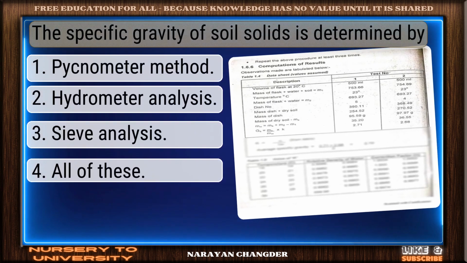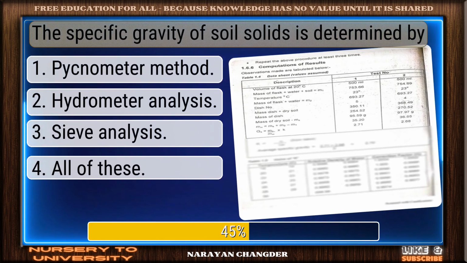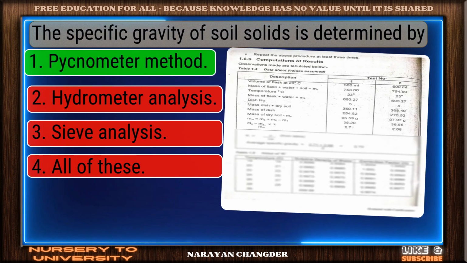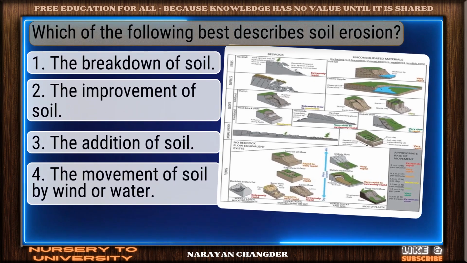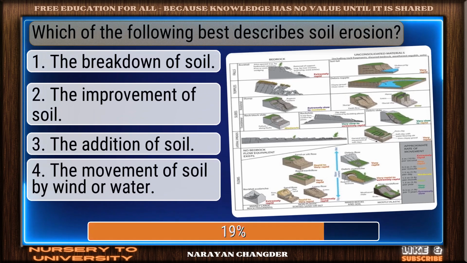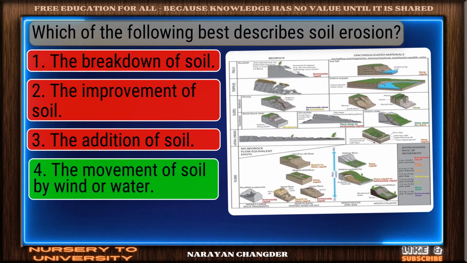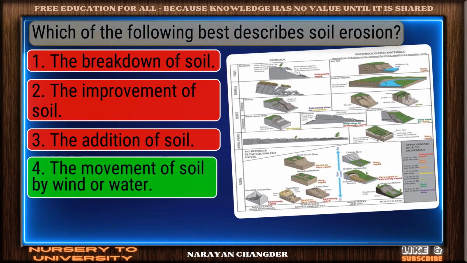The specific gravity of soil solids is determined by. Solid response. Pycnometer method is a valid choice. Which of the following best describes soil erosion? You got it. Your choice, the movement of soil by wind or water, is right.